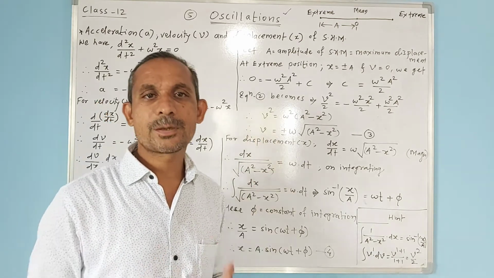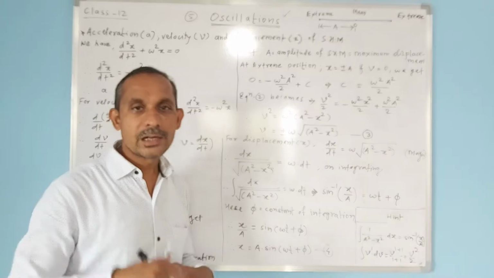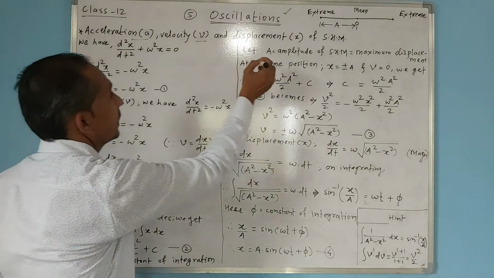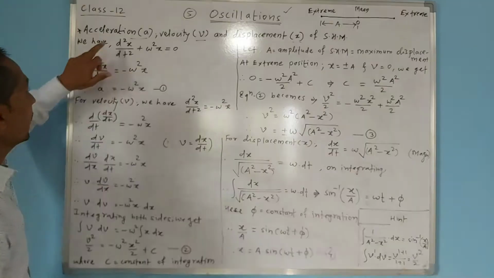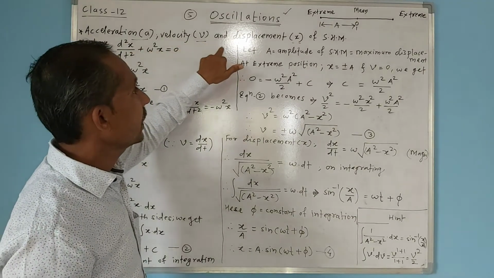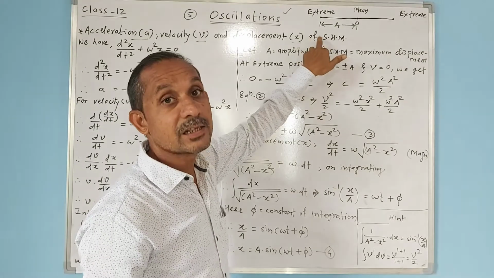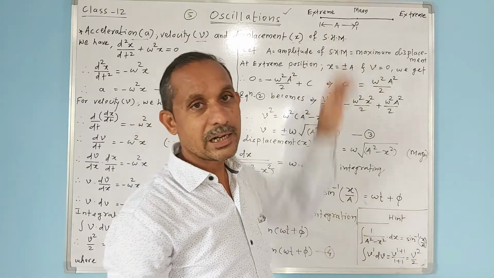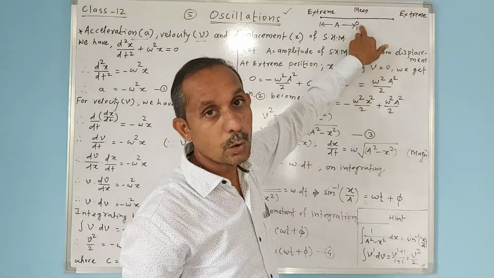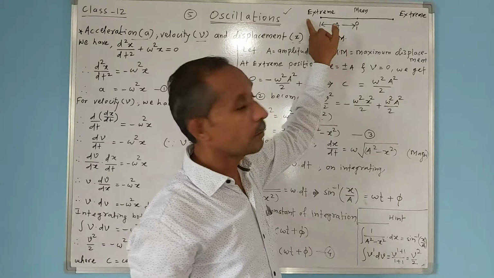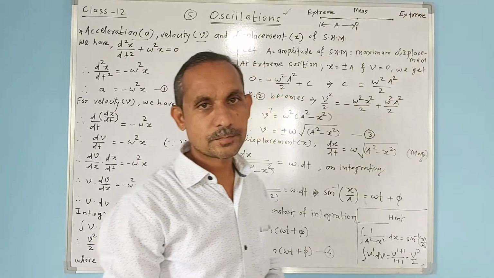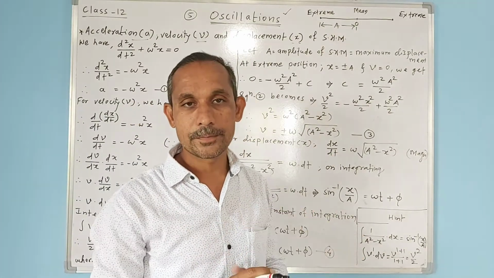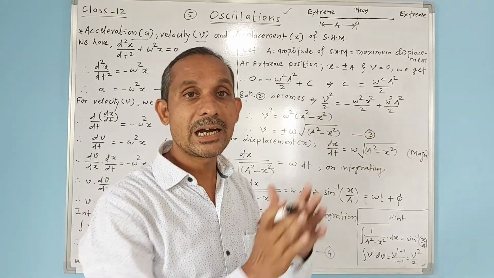So let's see how we will derive the expressions for acceleration, velocity and displacement. Let's see acceleration A, velocity V and displacement x of the particle in the simple harmonic motion. So this is the simple harmonic motion of a particle in which position O is the mean position, and these 2 points are called the extreme positions. At the extreme position, we know displacement is always maximum.